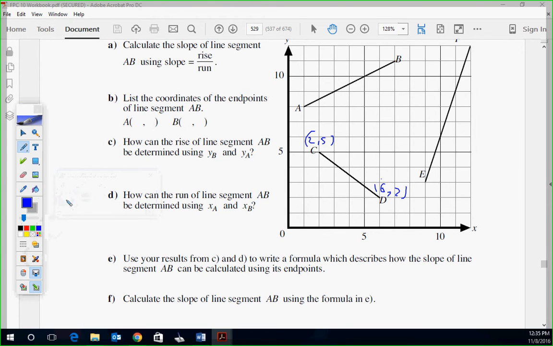So I'm going to show you order doesn't matter. Okay? But what I like to do is I like to go, this is going to be my point 1, this is going to be my point 2. Doesn't matter though. So watch. I'm going to go 2 minus 5 over 6 minus 2. 2 minus 5 is negative 3. 6 minus 2 is 4. Your answer is negative 3/4. It makes sense. It's going down 1, 2, 3 over 1, 2, 3, 4.